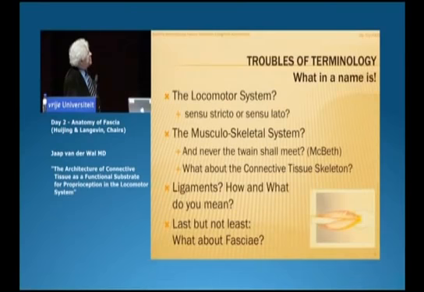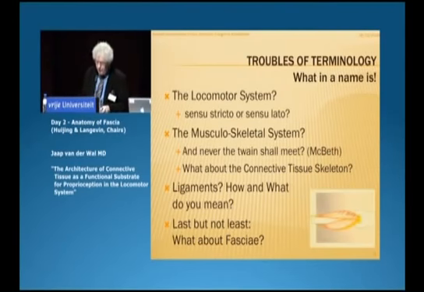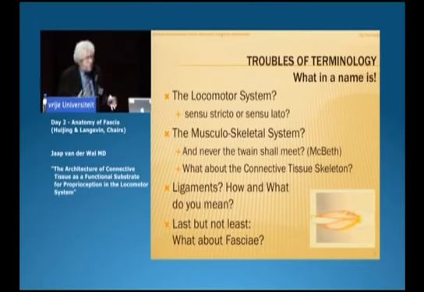Let me go to some examples. Locomotor system. What is a locomotor system? So many of you think that a locomotor system consists of the holy trinity of joints, muscles and bones. But that's not the locomotor system. You have to include everything that has to do with the nervous system. And not all the nervous system, maybe the input part and the output part. Locomotor system maybe in a strict sense or a broad sense.